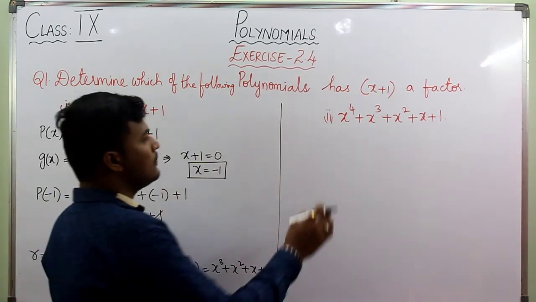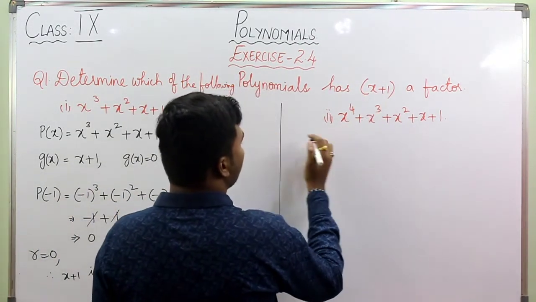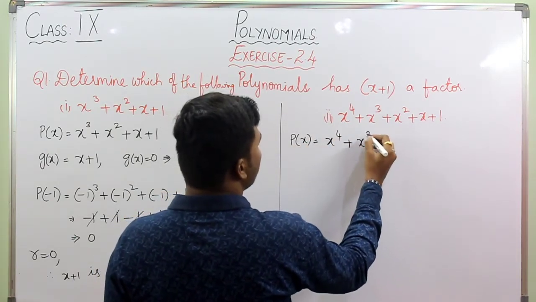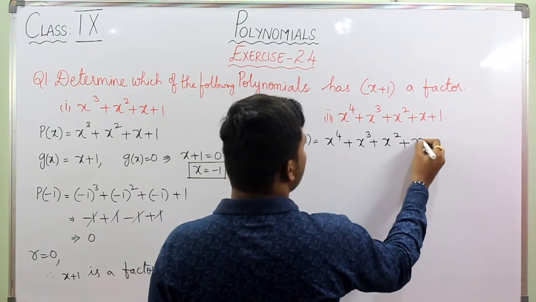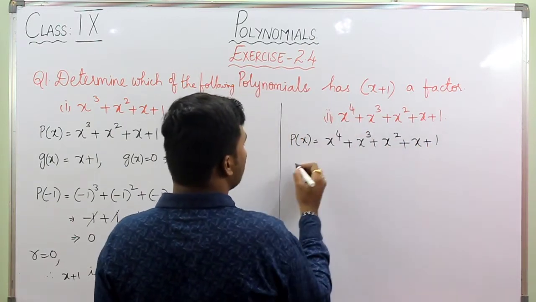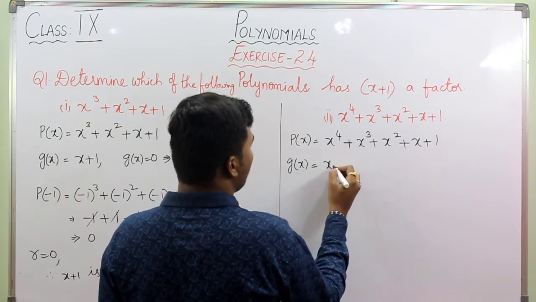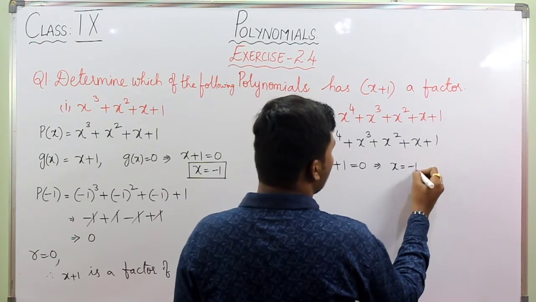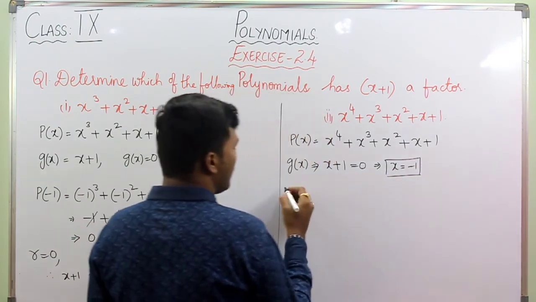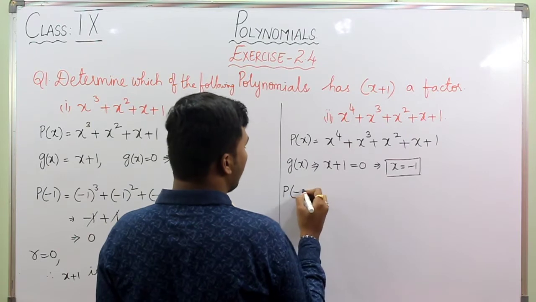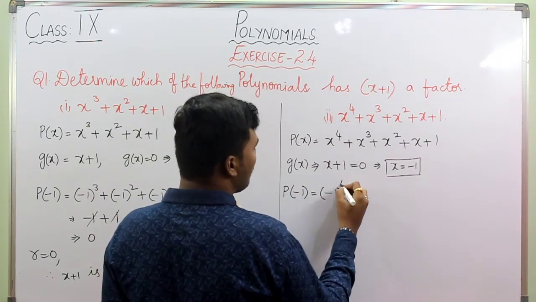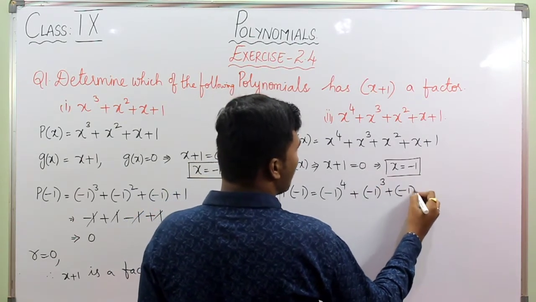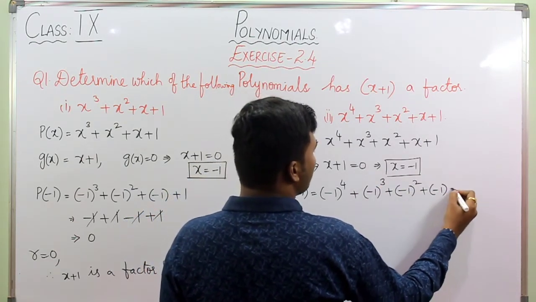Okay, now let us see the second problem. That is, p of x is given as x power of 4 plus x cube plus x square plus x plus 1, and our g of x is x plus 1, which is equal to 0. From that what you can get, x is equal to minus 1, right? So let us substitute the value x is equal to minus 1 in the polynomial. Then we will get minus 1 whole to the power of 4 plus minus 1 whole cube plus minus 1 whole square plus minus 1 plus 1.